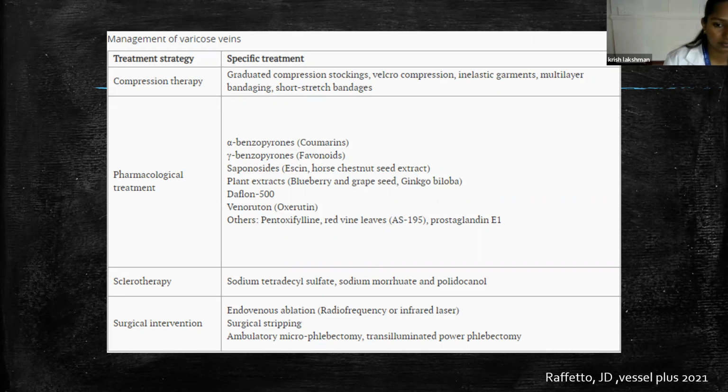Sclerotherapy by sodium tetradecyl sulfate and other compounds. Surgical intervention is either surgical stripping, which is a normally done procedure, or endovenous procedures, which use radiofrequency or infrared laser or thermal or other chemicals to seal or ablate the varicose vein.